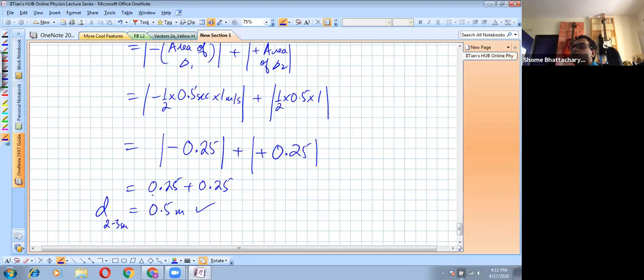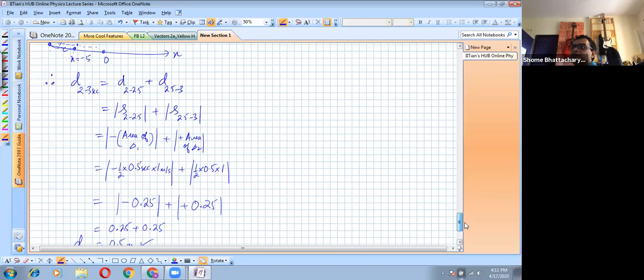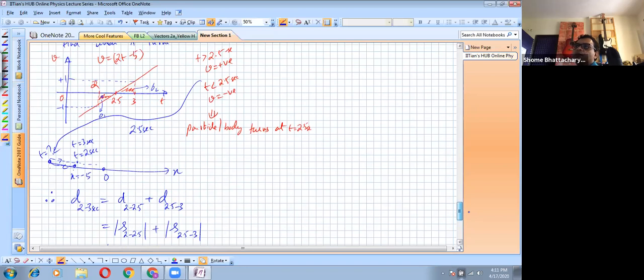2 to 2.5, it is 0.25 meters. And again 2.5 to 3, it is 0.25 meters. And that's why the net distance traveled is so much. Okay, so this is the approach of solving a problem like this, where you can see that if we have that tricky situation that your velocity is changing direction from negative to positive, then we can always calculate the distance traveled very easily by using the velocity time graph.